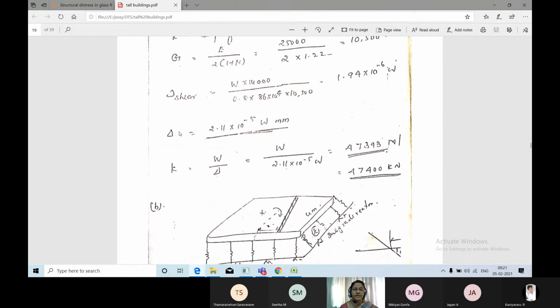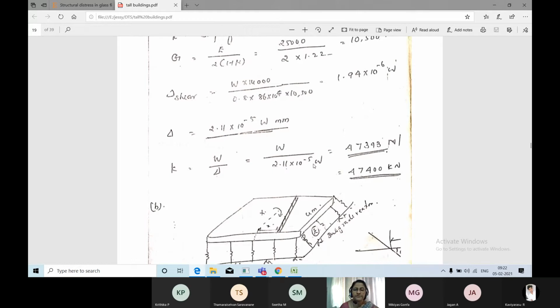Once you get the deflection, you know the stiffness. Stiffness is equal to W by delta, load by deflection. So you will be getting the stiffness as 47,400 kilonewton per millimeter, or meter, whatever it is. You see the unit how it is coming: kilonewton per meter or millimeter accordingly. It is load by deflection. So is it clear? The first part is clear.